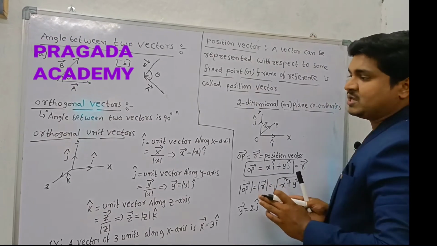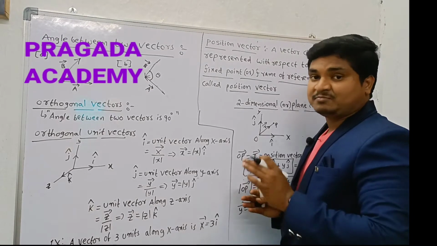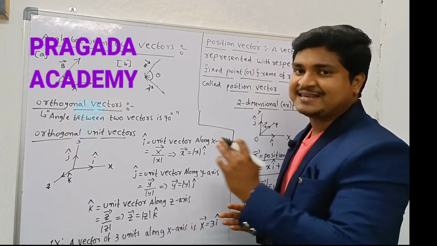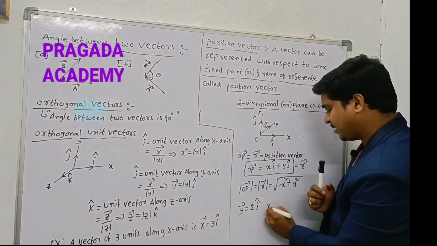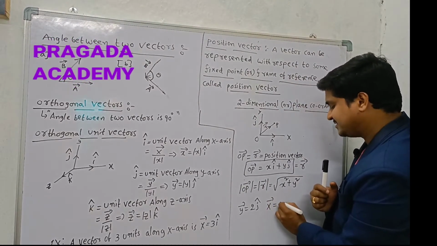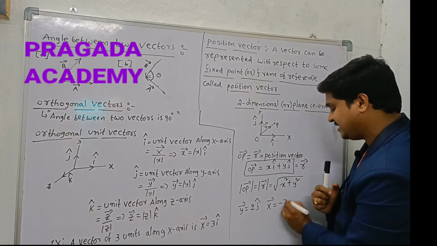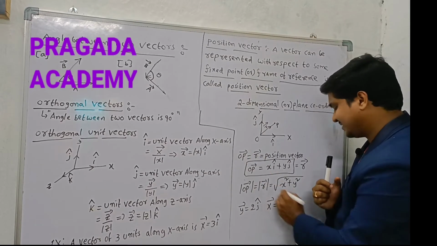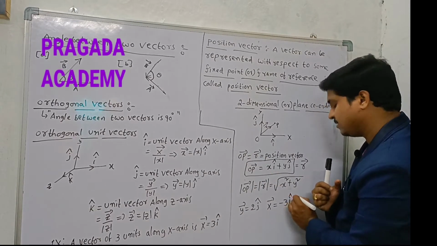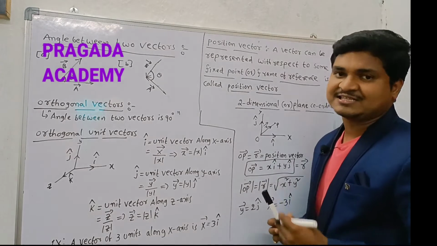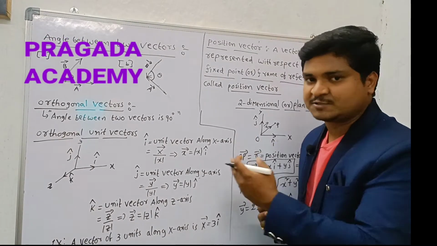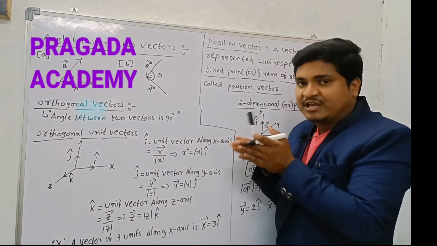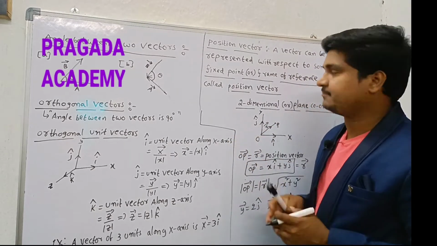Suppose I want to measure 3 units of distance in the minus x-axis. How do we measure? Minus x-axis means x bar equals minus 3 into the x-axis direction, which you can take as i cap. If they mention minus z-axis, it is minus k cap. If they mention plus z-axis, you can take plus k cap. That magnitude value you need to multiply into the unit vector.